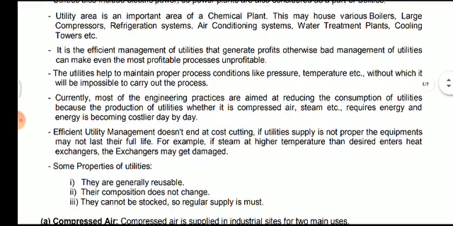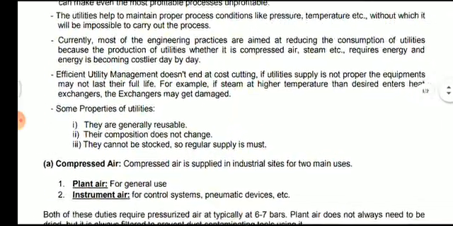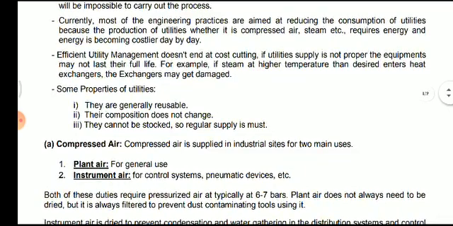Currently, most engineering practices are aimed at reducing the consumption of utility, because the production of utility, whether it is compressed air, steam, etc., requires energy, and energy is becoming costlier day by day. So, efficient utility management doesn't end at cost cutting. If utility supply is not proper, then the equipment may not last its full life.